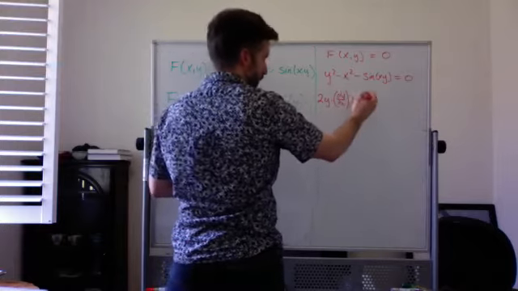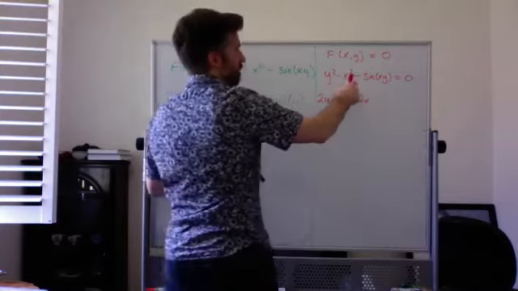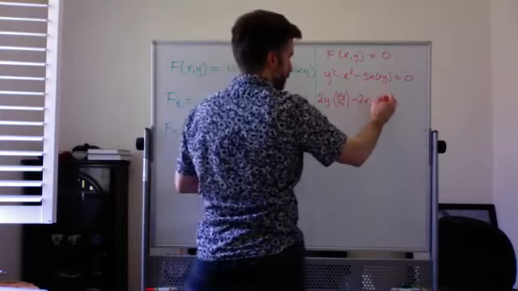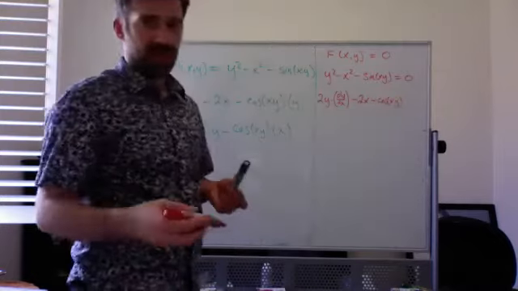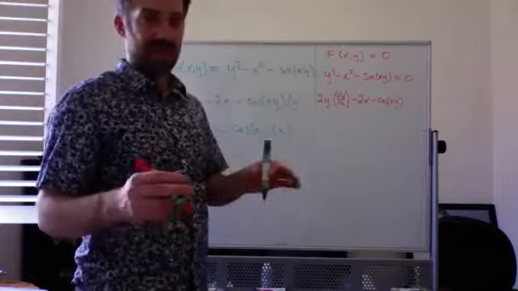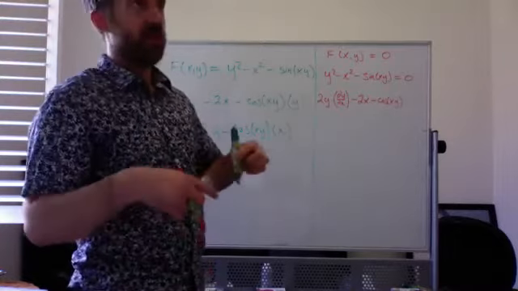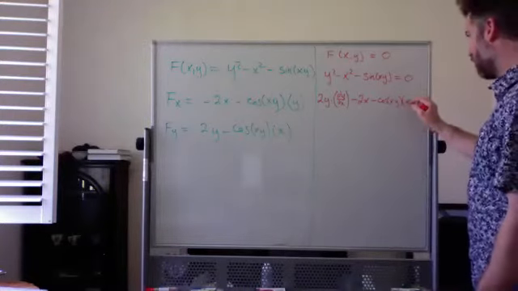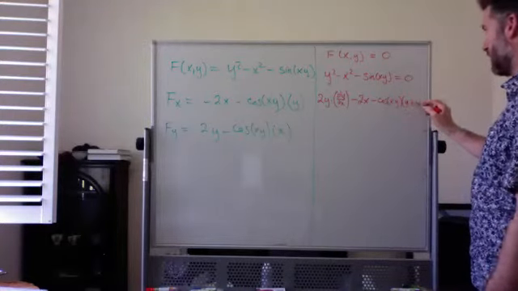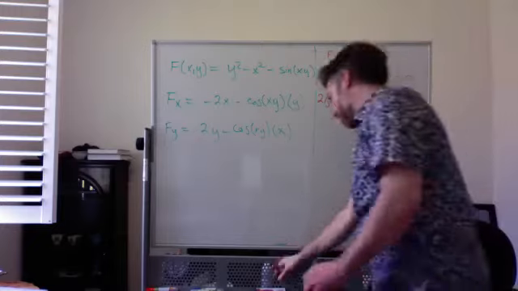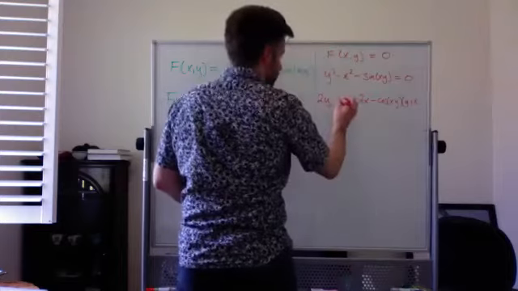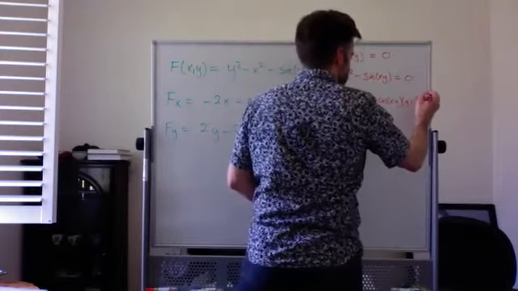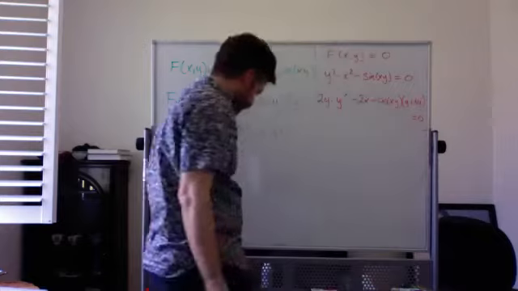minus the derivative of x squared, which is 2x, minus the derivative of sine of some stuff, which is cosine of the stuff. And now we multiply by the derivative of the stuff, so we take the derivative of x times y. We're treating both x and y as variables that depend on x. So the derivative of x times y is 1 times y plus x times y prime. I'm going to write y prime here so I can be consistent. And that's equal to 0.